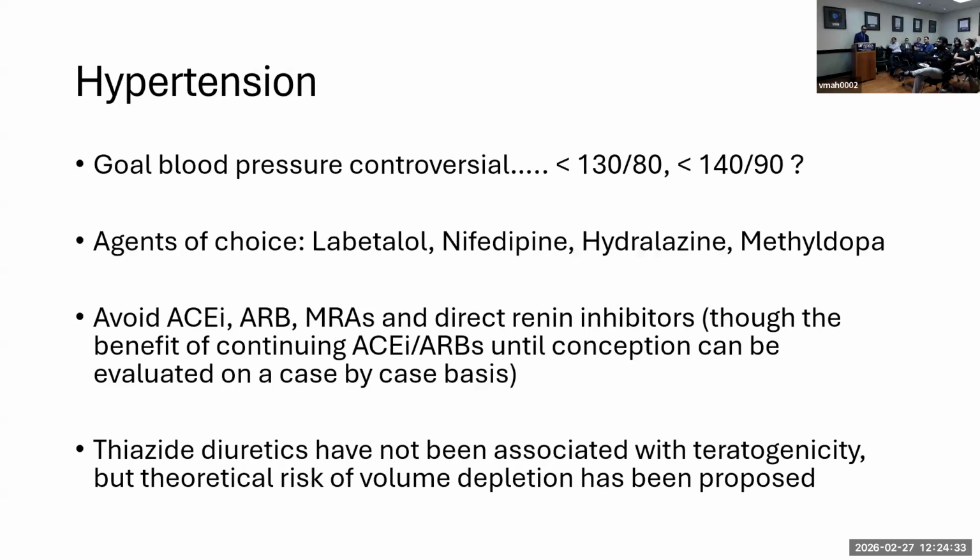So hypertension in pregnancy, the goal blood pressure is controversial. Nephrology papers tend to say 130/80. The obstetricians, their guidelines have 140 over 90. I couldn't really find a consensus between the two. Agents of choice are labetalol, nifedipine, hydralazine, and methyldopa.